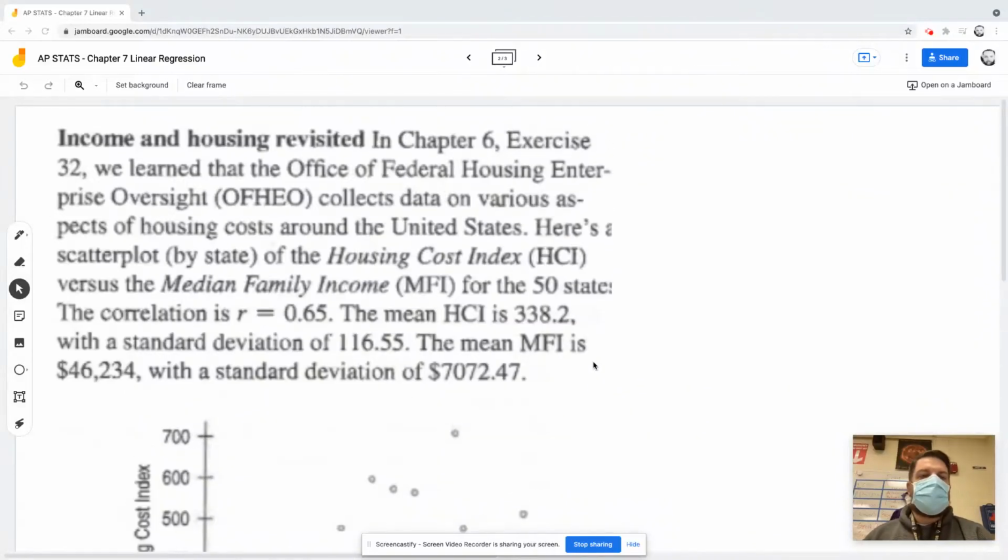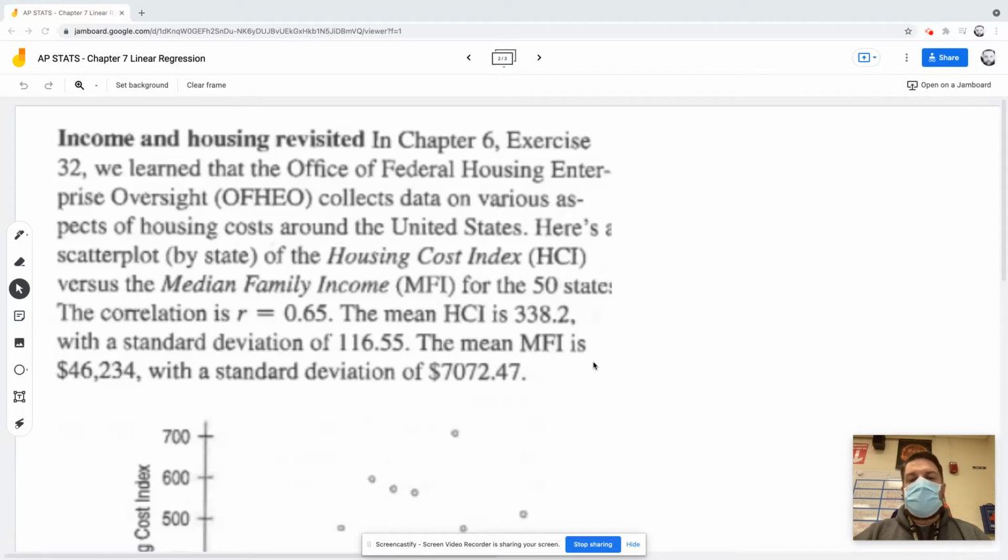All right, so for this one, it says in Chapter 6, Exercise 32, we learned that an Office of Federal Housing Enterprise Oversight collects data on various aspects of housing costs around the United States. Here's a scatter plot by state of the housing cost index versus the median family income for the 50 states. The correlation coefficient is R equals 0.65.